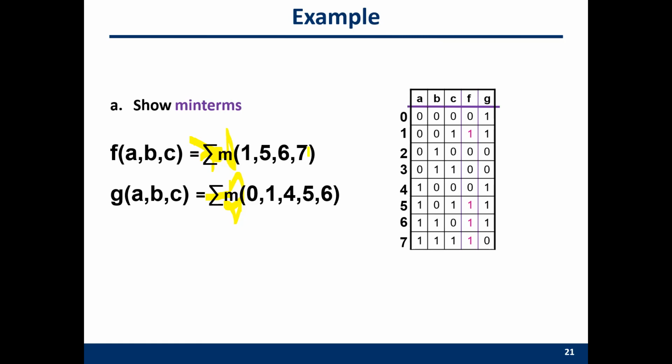So in total we have 4 rows that give you an output of 1. And for the function g, we have 5 rows which can generate a 1: row 0, row 1, row 4, row 5, row 6. And then we can use the canonical form, particularly the sum of products or sum of minterms, to represent these two functions.